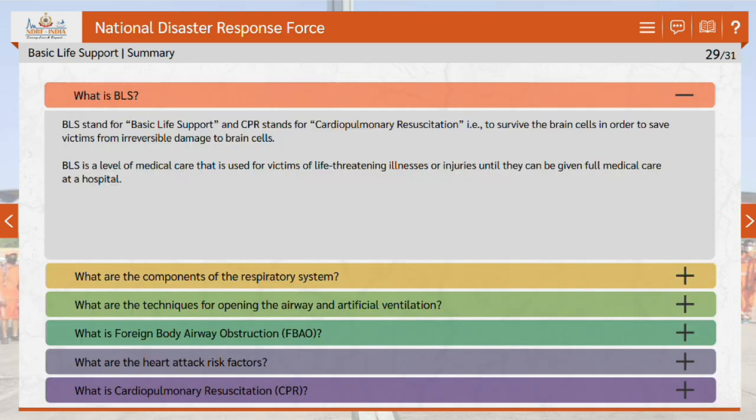BLS stands for Basic Life Support and CPR stands for Cardiopulmonary Resuscitation, that is, to keep brain cells alive in order to save victims from irreversible damage to brain cells. BLS is a level of medical care that is used for victims of life-threatening illnesses or injuries until they can be given full medical care at a hospital.